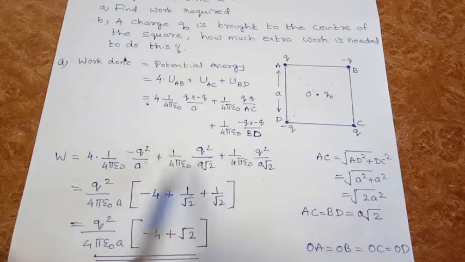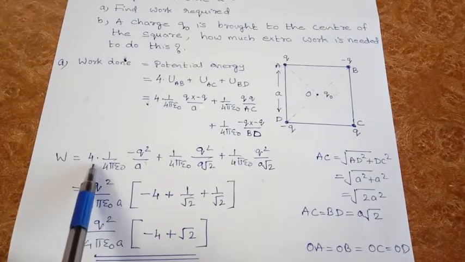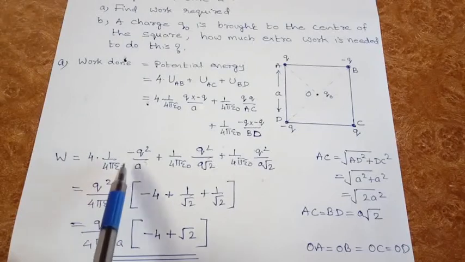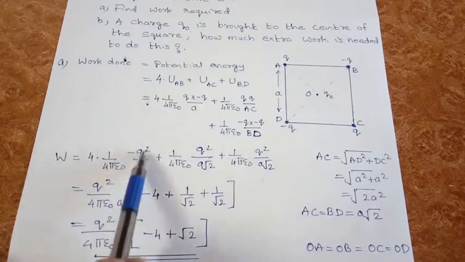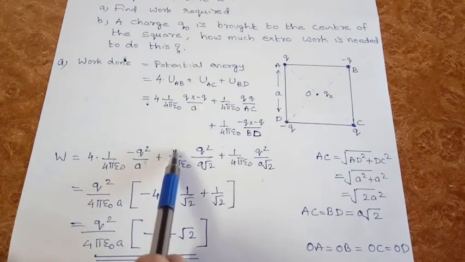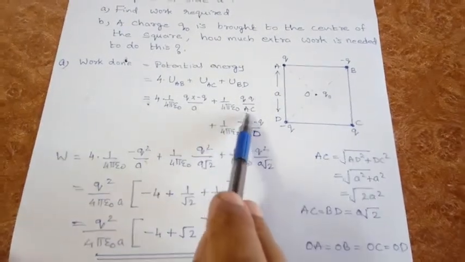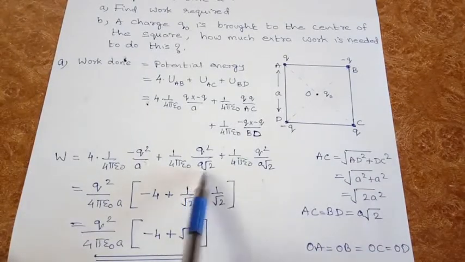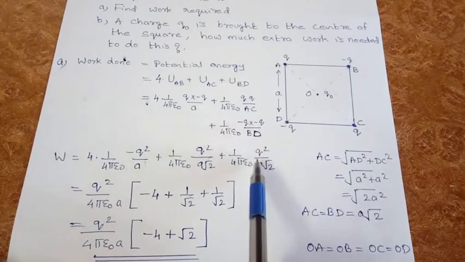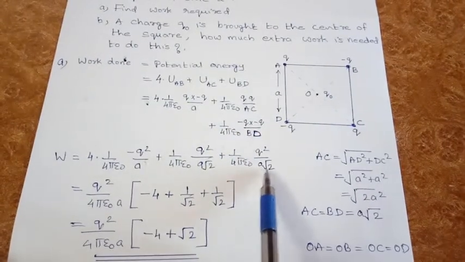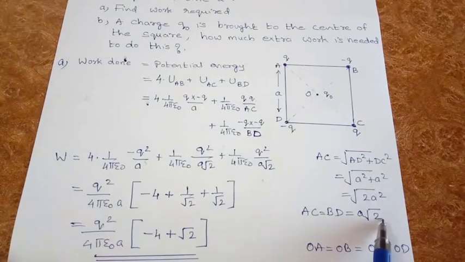Now I am going to substitute all these things here. Work needed W is equal to 4 into 1 by 4 pi epsilon 0 Q into minus Q, that is minus Q square divided by A, plus 1 by 4 pi epsilon 0 Q into Q, Q square divided by AC, that is A root 2, plus 1 by 4 pi epsilon 0 minus Q into minus Q, that also Q square divided by A root 2, because BD is also A root 2.